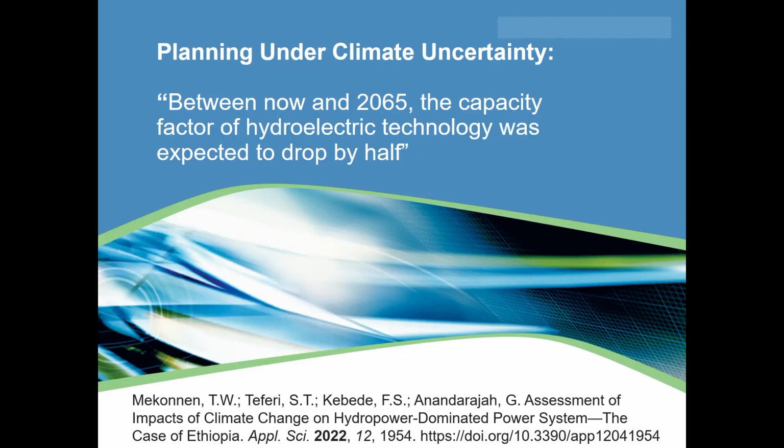Finally, we move on to the other scenario we explored in these initial experiments. For this scenario, we explore the potential of drought conditions in combination with those previously explored export goals. In their recent publication, McConan et al. stated that by 2065, the capacity factor of hydroelectric technology was expected to drop by half. Based on the numbers reported in this work, we ran our SWITCH experiments with a linear decrease in hydroelectric capacity factors between 2022 and 2065, reaching half the 2022 capacity by 2065. We did this in order to observe the SWITCH outputs under drought conditions.